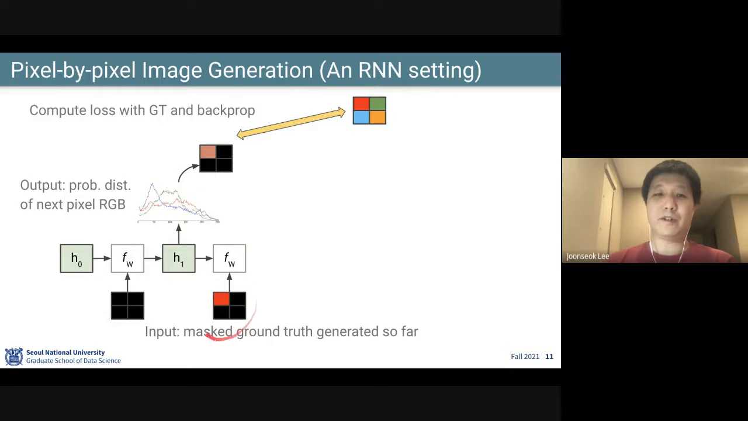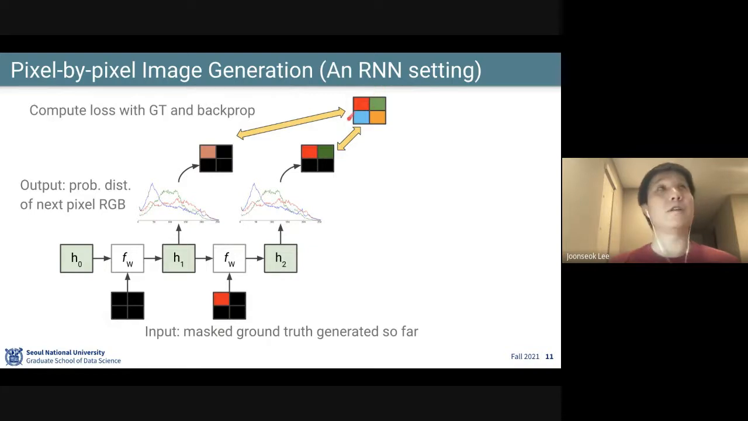So the input is given like this. Only the first pixel is available. It updates the hidden state as regular RNNs do, and outputs the distribution for the second pixel. And we sample the second pixel here. And again, the loss is computed between the ground truth and our estimated distribution for that ground truth, because they are using cross entropy. Anyway, the loss is computed between these two and backpropagated to the model. And that just continues to be repeated.